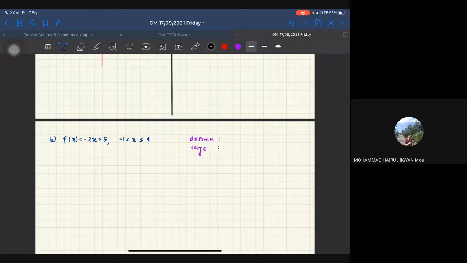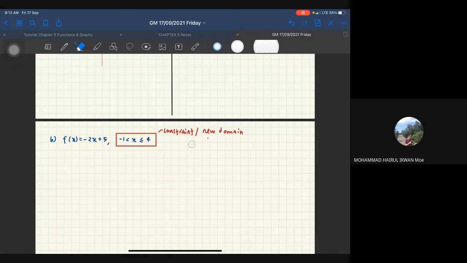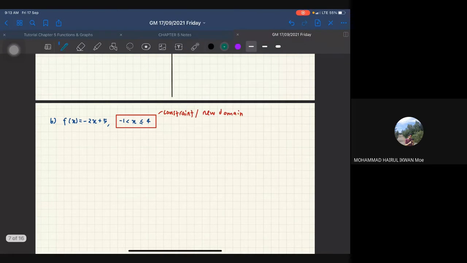Oh, okay, bagus. Alright, so kalau tengok dekat sini, dia ada satu benda kita panggil sebagai constraint. So this one on the right over here is what we call as constraint. So untuk awak lukis graf ini, awak kena includekan juga constraint ataupun halangan ataupun kita panggil sebagai range, domain. Domain baru lah, domain baru untuk soalan ini. Okay, so this one is constraint or new domain.